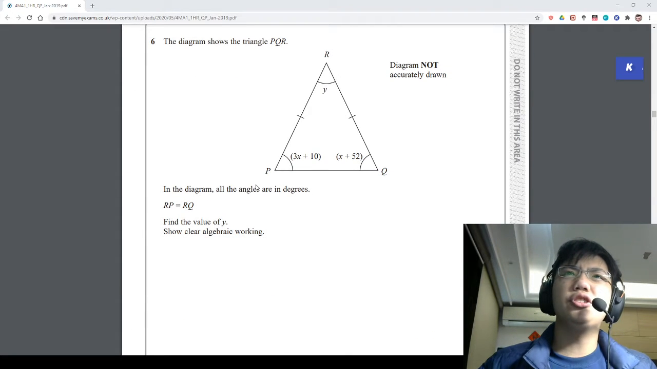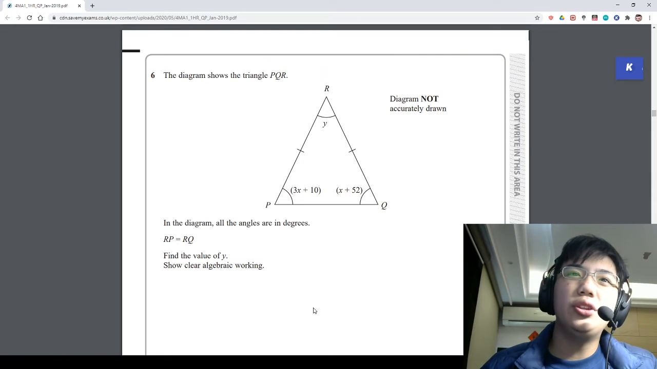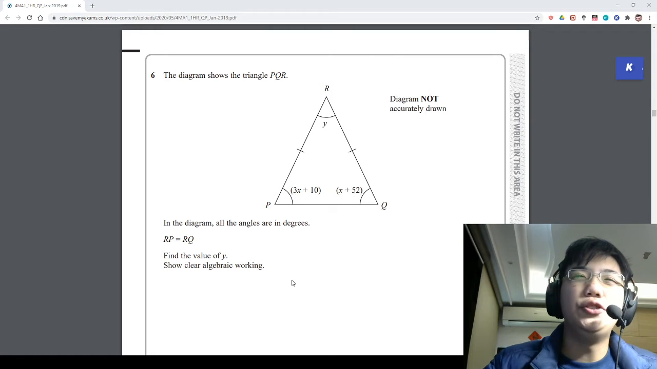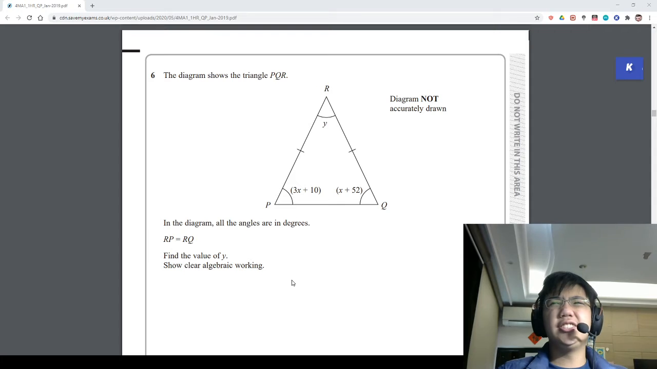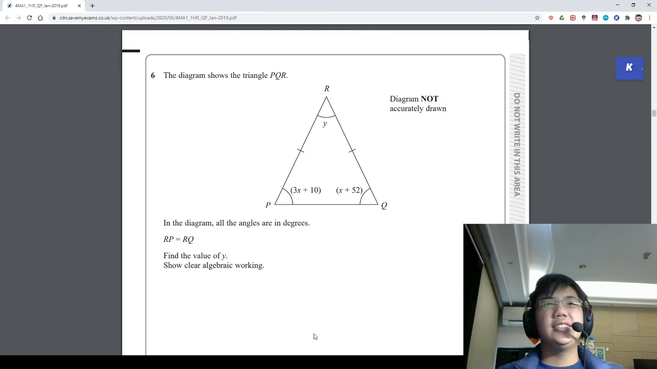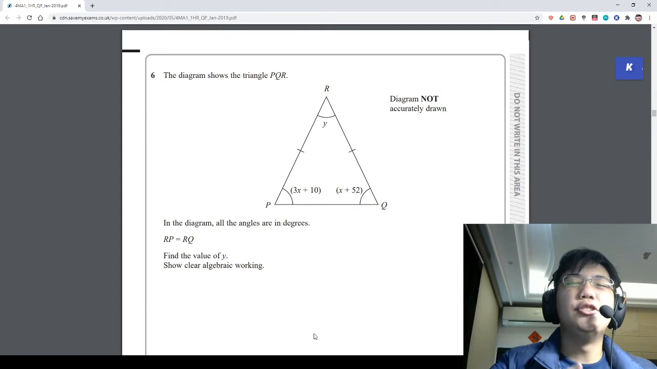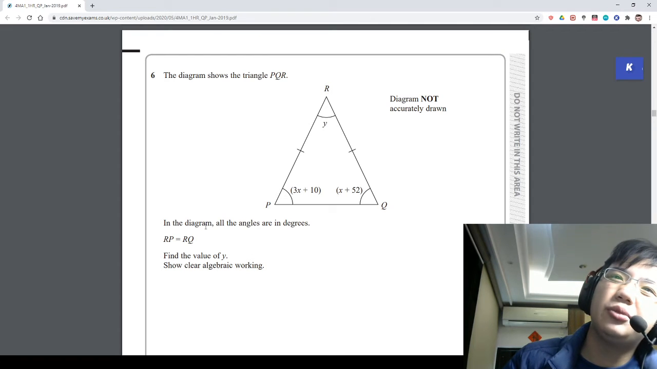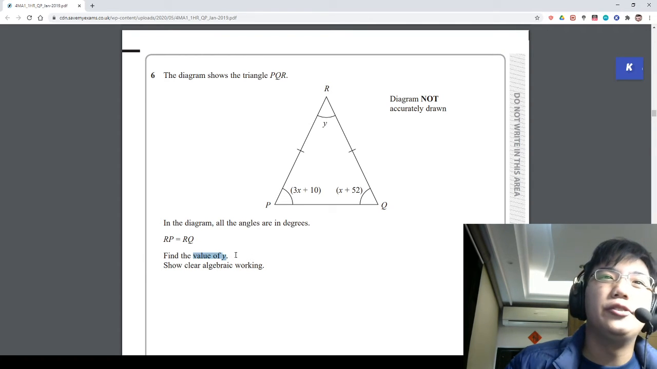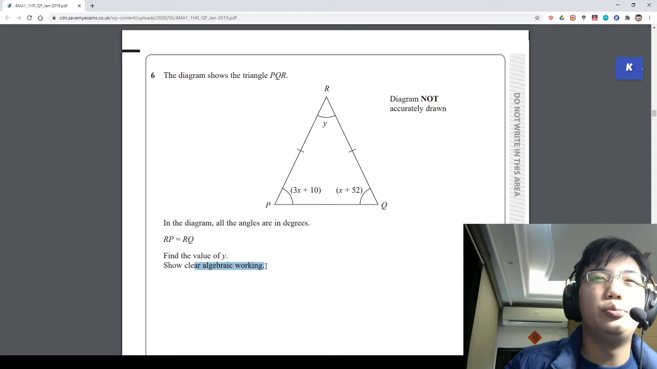The diagram shows the triangle PQR. In the diagram, all the angles are in degrees, so we know that the angles are not radians. Personally, I find degrees easier to work with than radians, but I digress. In the diagram, we need to find the value of y, and we have to show clear algebraic working.